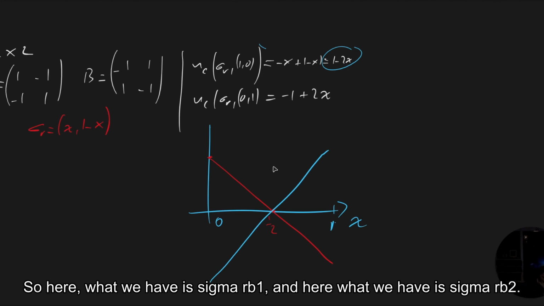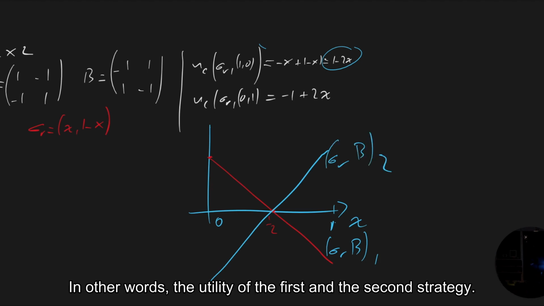So here what we have is sigma R B 1, and here what we have is sigma R B 2. In other words, the utility of the first and the second strategy.